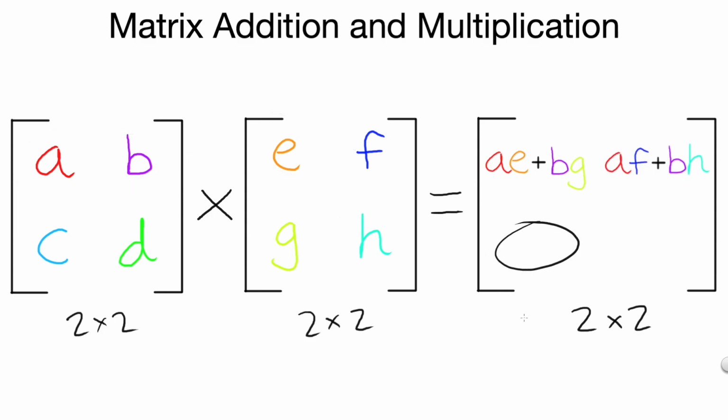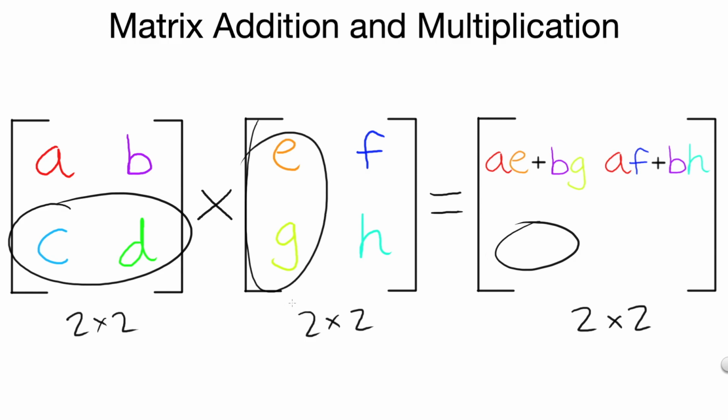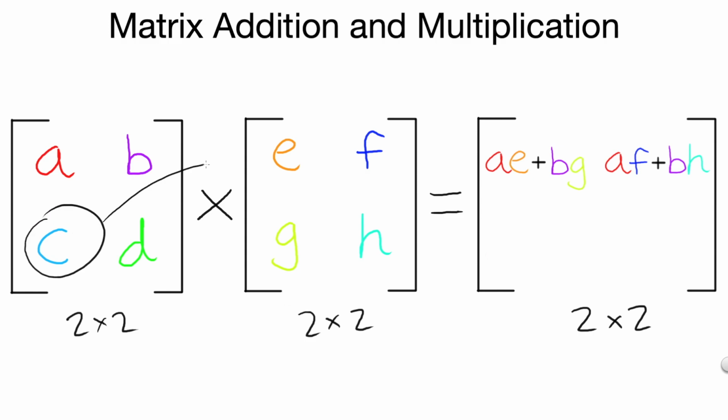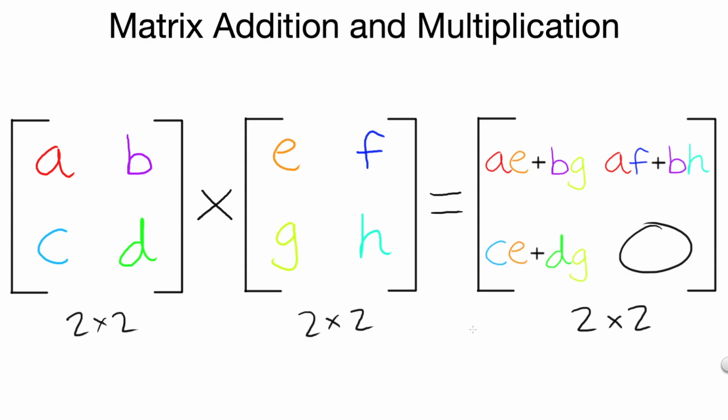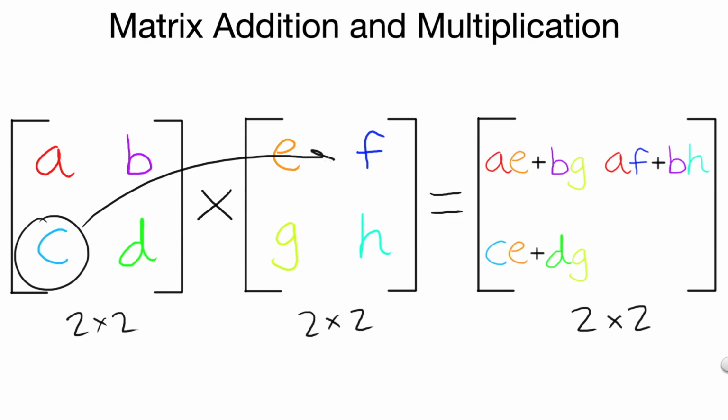This bottom left entry is on the second row but the first column. Therefore, we will multiply the second row of the first matrix by the first column of the second matrix. This will give us C times E plus D times G, as seen here. This last entry is the second row in the second column. Therefore, the second row of the first matrix by the second column of the second matrix will give us C times F plus D times H, as seen here.